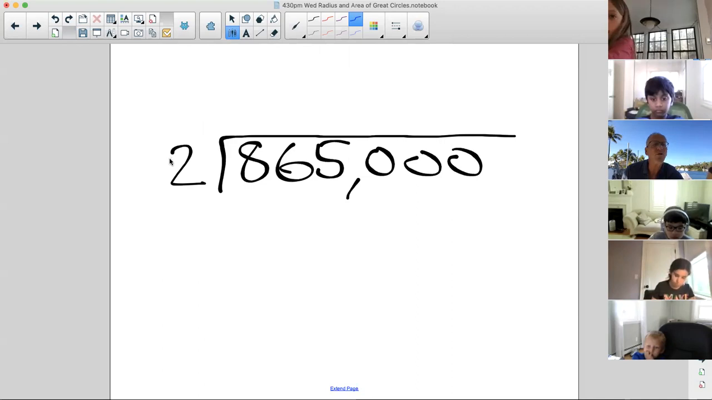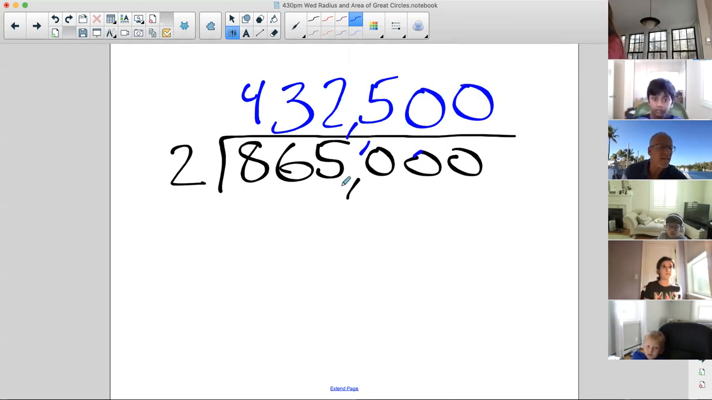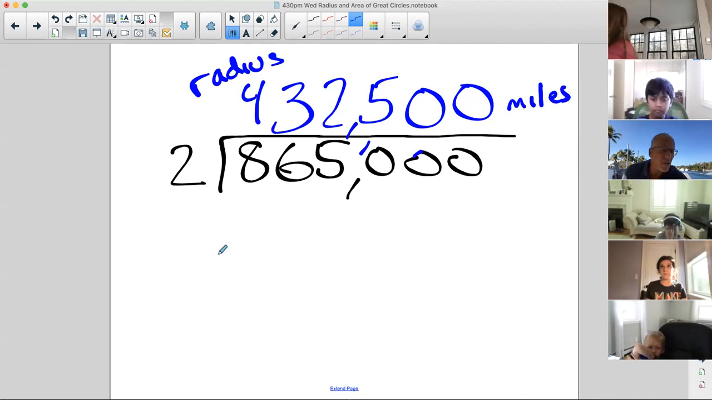Let's do it, guys. 2 goes into 8, go. 4. Into 6, 3. Into 5, 2, remainder 1. 2 goes into 10, 5. Into 0, 0. 0. And there it is, guys. The radius of the sun is 432,500 miles.